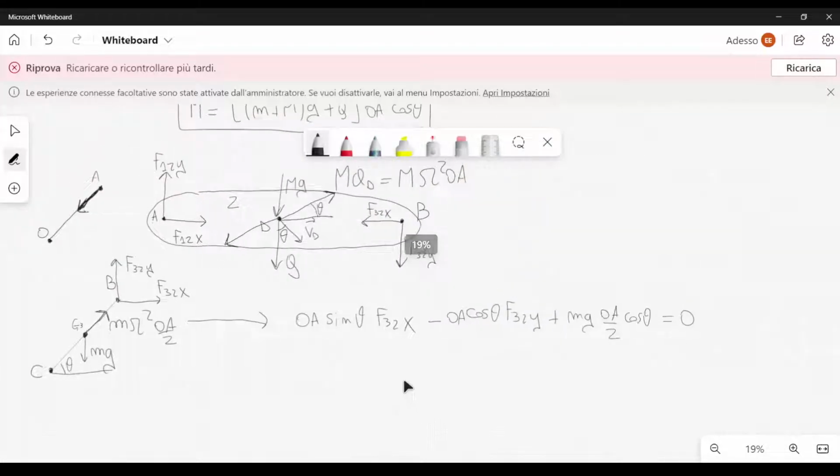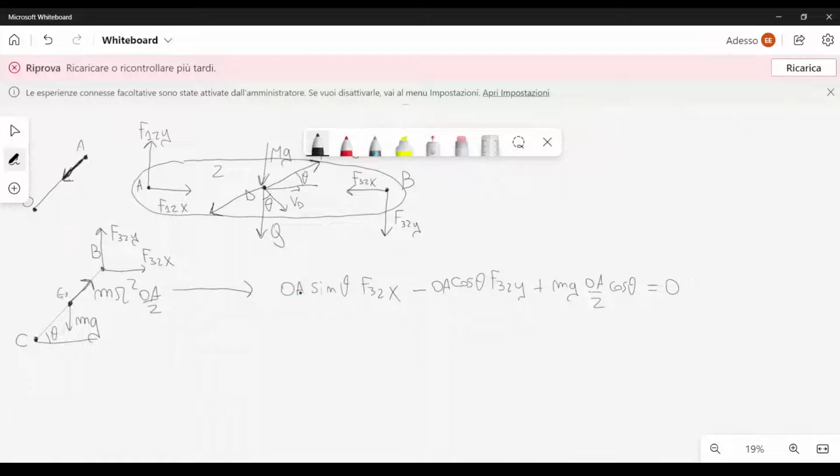Then we can write down an equation for the x-axis. We have f12x plus mad cosine theta minus f32x equal to 0. So it's an equation along x for this body. Then we can write down an equation along y. f12y minus q minus mg minus f32y plus mad sine theta equal to 0.